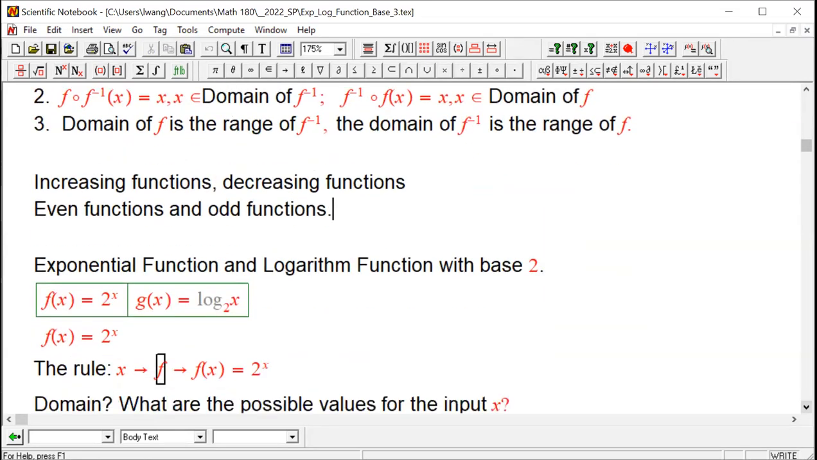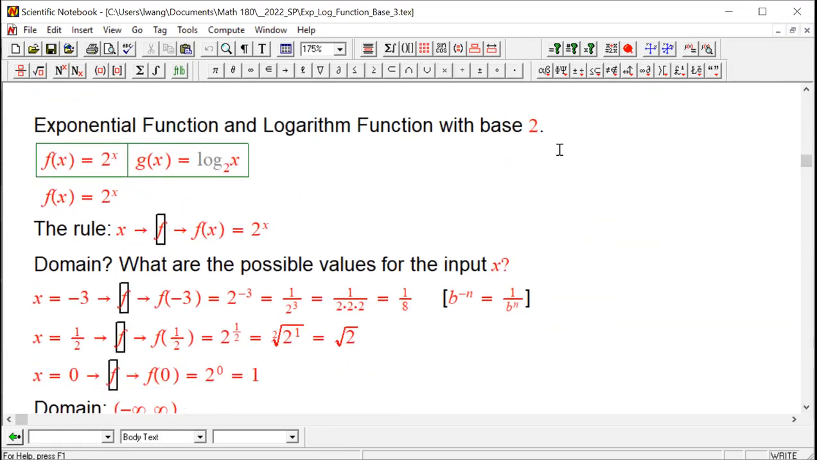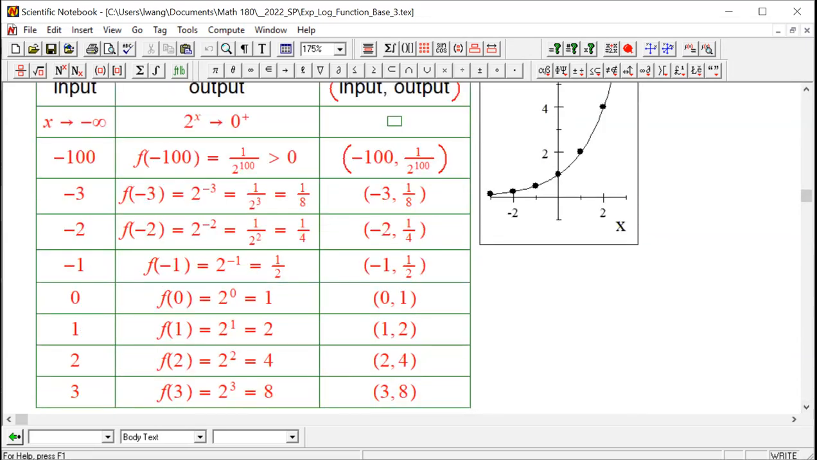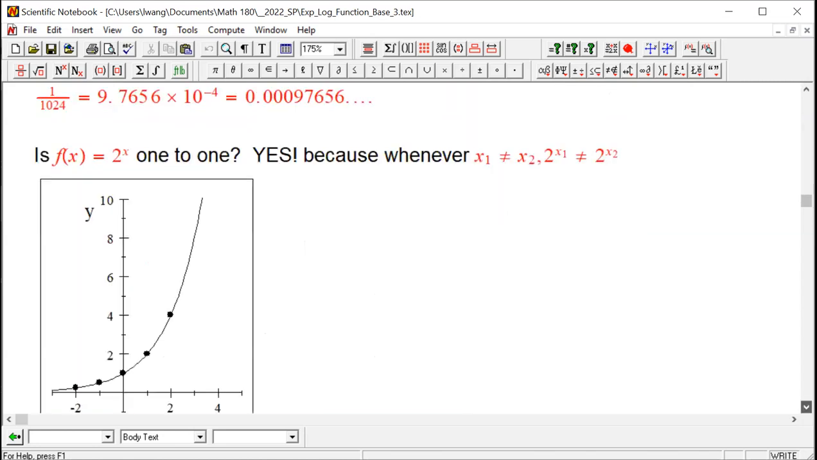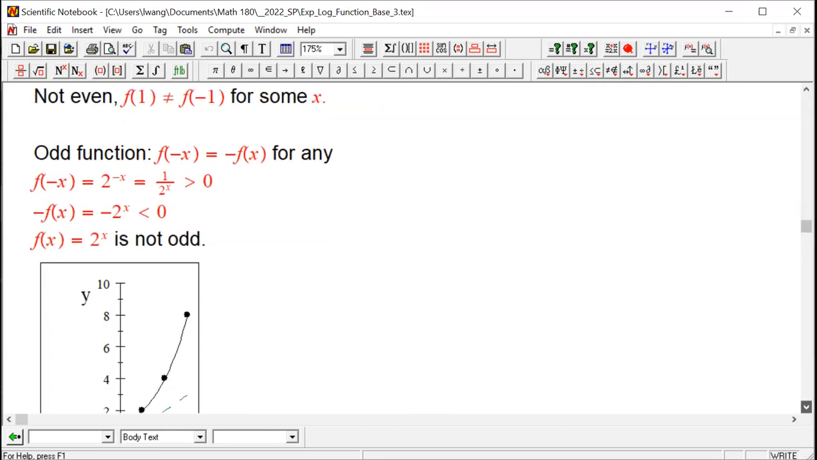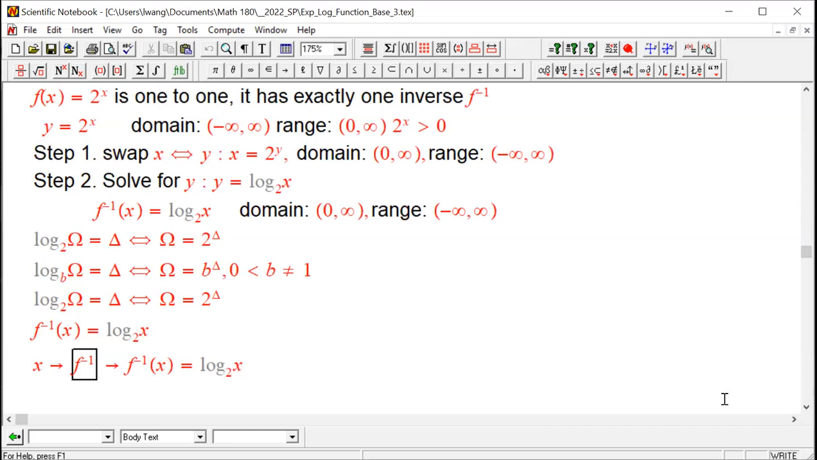Anyway, so let's recap what we did for base two exponential function and log base two function, right? We have discussed these two functions and we did a graph, we did the rule, we plotted points, we look at the graph and we figure out when x is approaching negative infinity, 2 to the power x approaches zero from larger than zero. Domain, range, it's a one-to-one function, and it's also an increasing function. It's not even nor odd. So we saw the function from the perspective of one-to-one function.